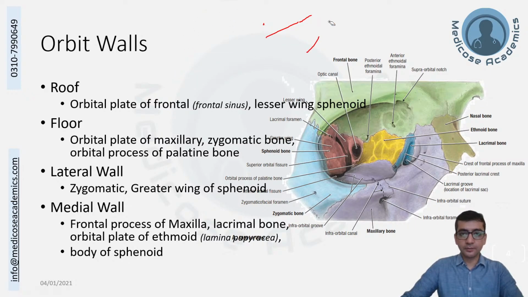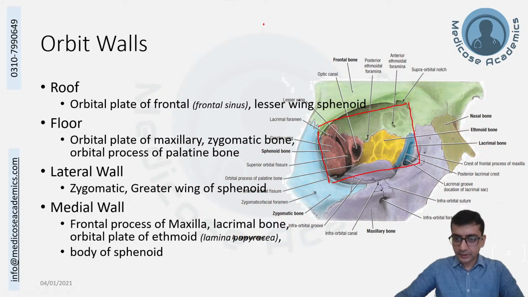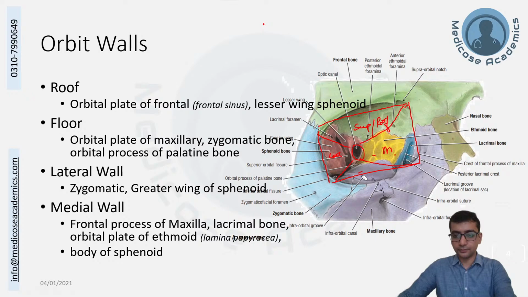So let's make it a pyramid. Then we will discuss its walls. So this is the base of the pyramid. This is the base of the tipped over pyramid. This is the apex. So these are forming the walls. So we will be discussing the medial wall, the superior wall or roof, the lateral wall, and the inferior wall or the floor.